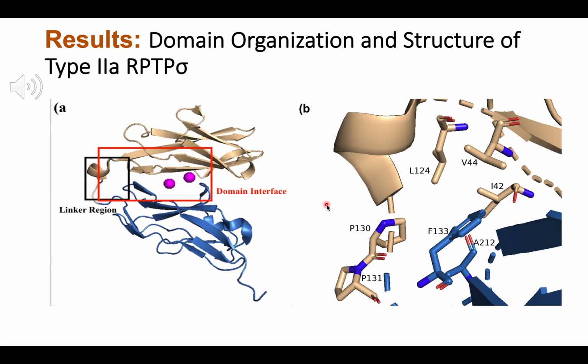And we can see that figure B is made up of hydrophobic residues that include P130, L124, V44, etc. And the side chains of residues P130, L124, L129, and F133 pack very closely with I42, V44, and A212 to form a hydrophobic interdomain region.